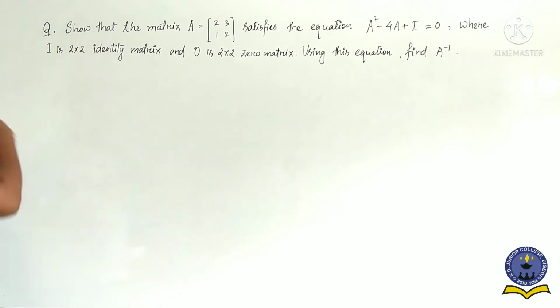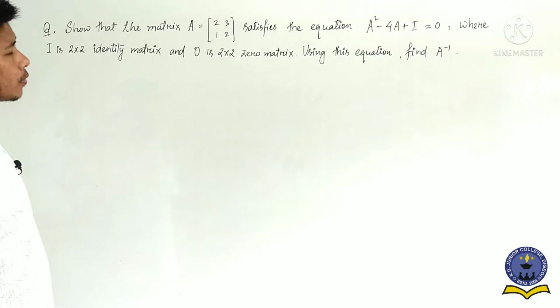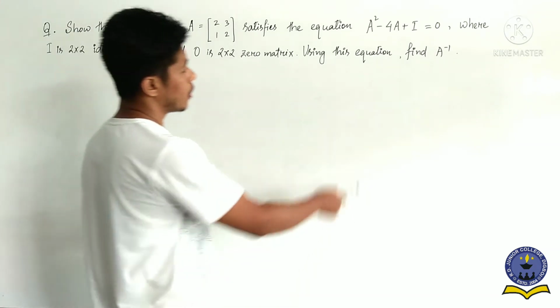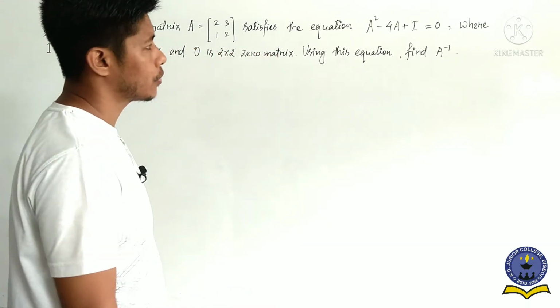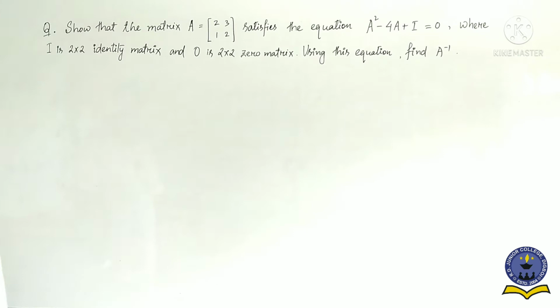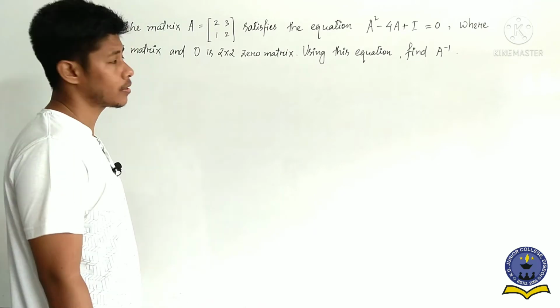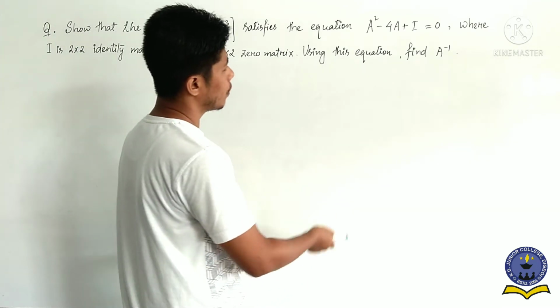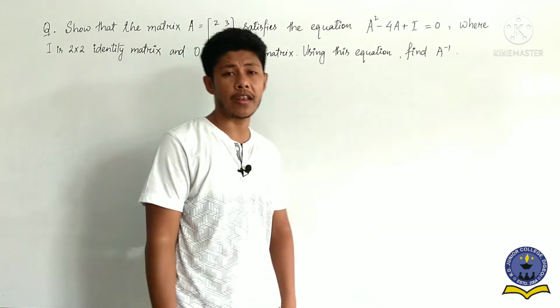If you see the question here, the matrix A equals [2, 3; 1, 2]. This 2 by 2 matrix satisfies the equation A square minus 4A plus I equals 0, where I is a 2 by 2 identity matrix, and this 0 is a 0 matrix. Using this equation, we have to find out A inverse.